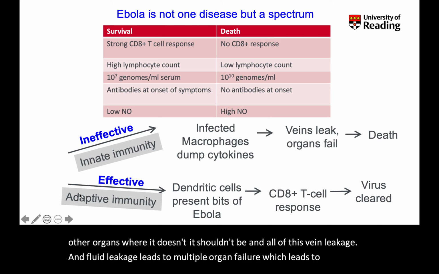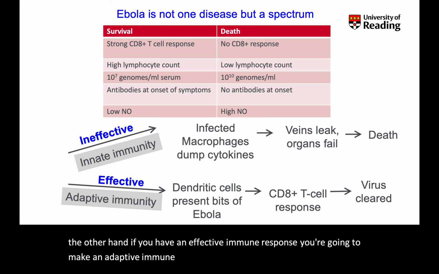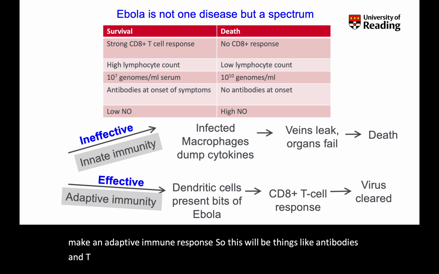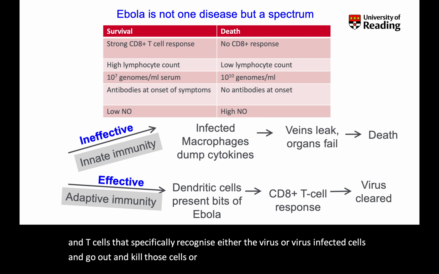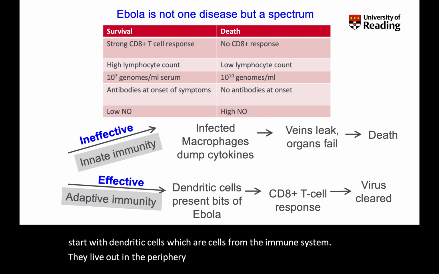On the other hand, if you have an effective immune response, you're going to make an adaptive immune response. So this will be things like antibodies and T cells that specifically recognize either the virus or virus-infected cells and go out and kill those cells or clean up that virus. And this is going to start with dendritic cells, which are a cell from the immune system. They live out in the periphery, so think like fingers and toes, but really just not the central nervous system.